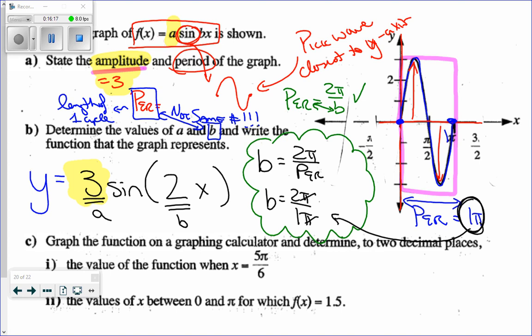Okay? My point being is this. You have to read the diploma exam question very, very carefully. So if it asks you for the period, the answer is 1 pi. If it asks you for the b value, the answer is 2. B and period are not the same number. Okay, we're not going to worry about part C. We're just going to focus on finding these equations.